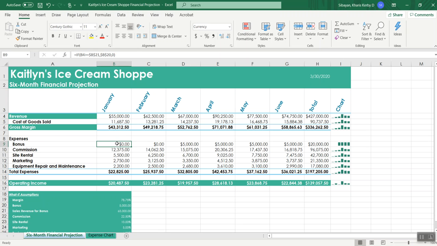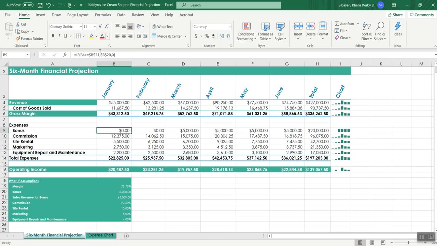Now what else? For your bonus, this is very important because you are using an IF condition. If B4 is greater than or equal to B21. What is B21? B21 is actually the sales revenue for bonus. Notice that the formula for this is very important because you are using an absolute reference. So make sure to follow that specific instruction from your book as well.